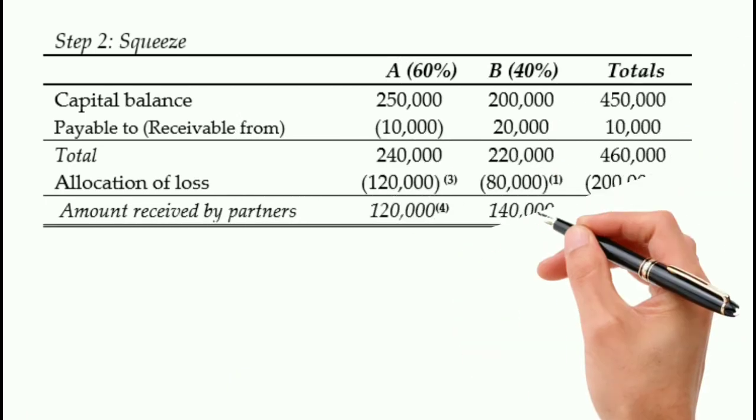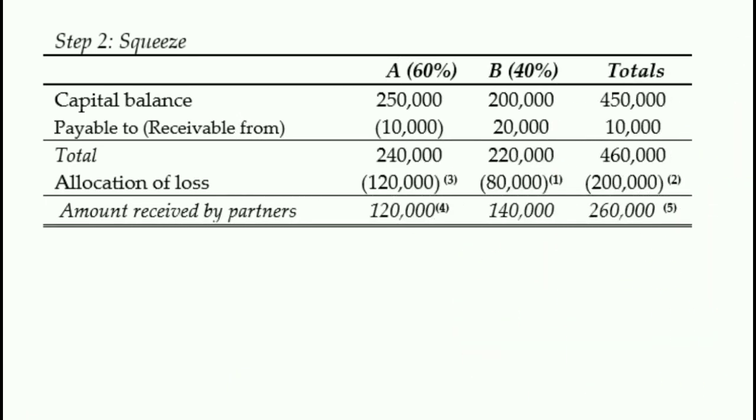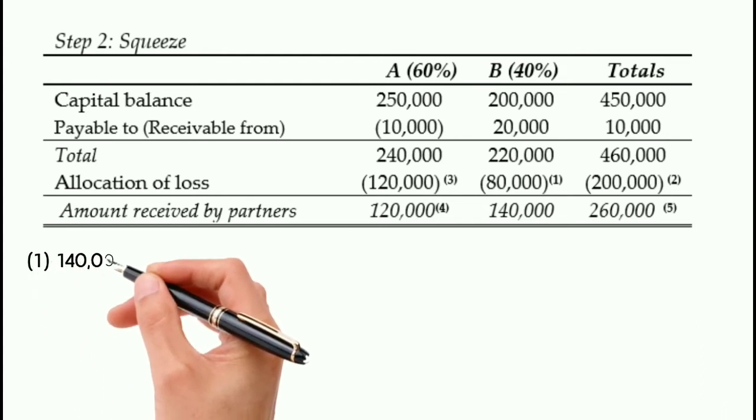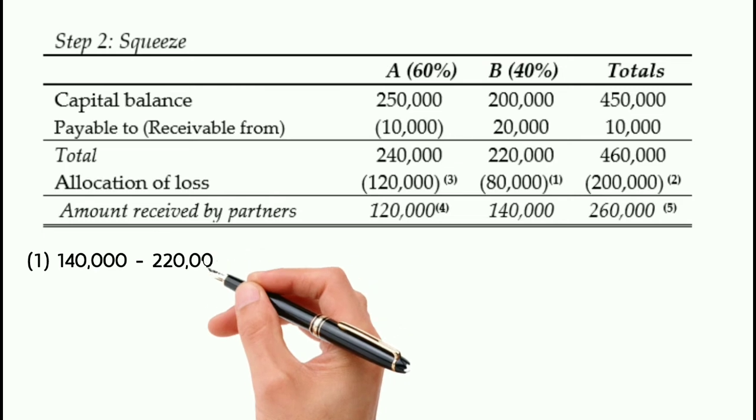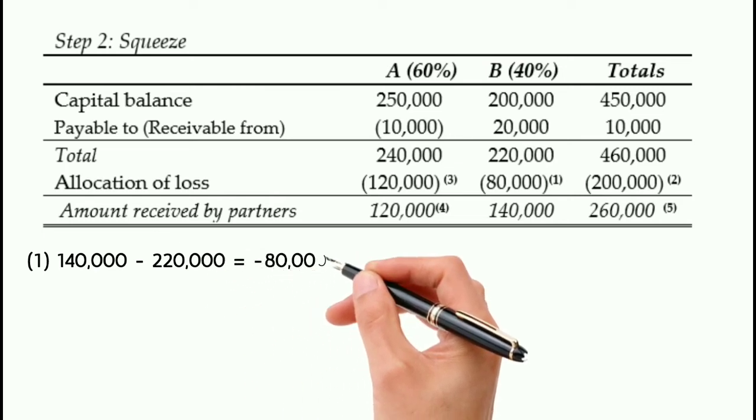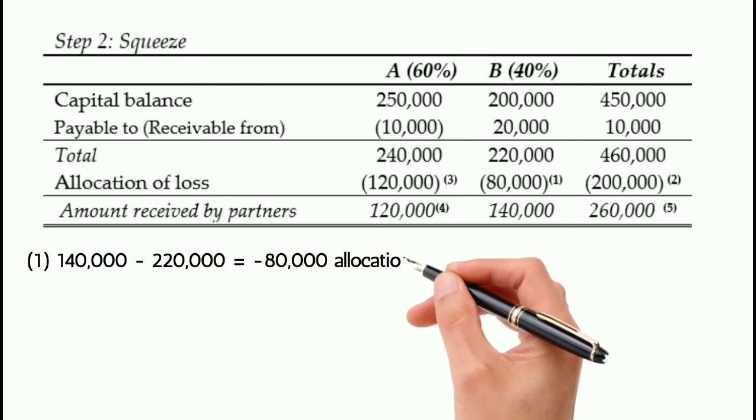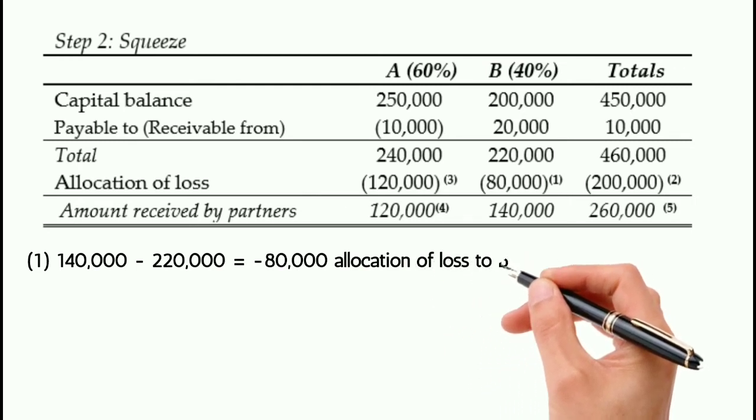The next step is squeeze the amounts using the available information. Ang una nating i-compute is yung amount of loss allocated to partner B. Since given na yung 220,000 pesos at 140,000 pesos. 140,000 pesos minus 220,000 pesos, that is equal to negative 80,000 pesos allocation of loss to B.